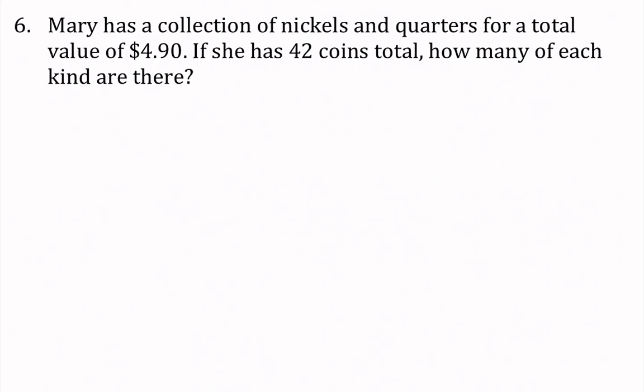Okay, Mary has a collection of nickels and quarters for a total value of $4.90. If she has 42 coins total, how many of each kind are there? So it's asking us how many nickels does she have and how many quarters does she have. So I'm going to let N stand for the number of nickels. And I'm going to let Q stand for the number of quarters.